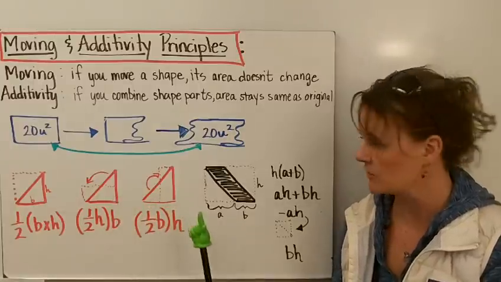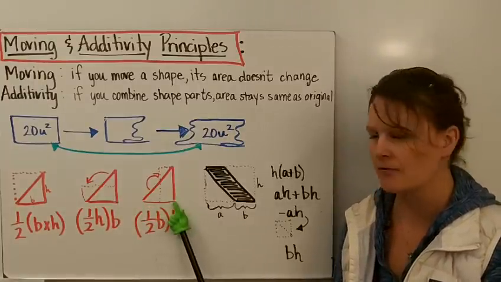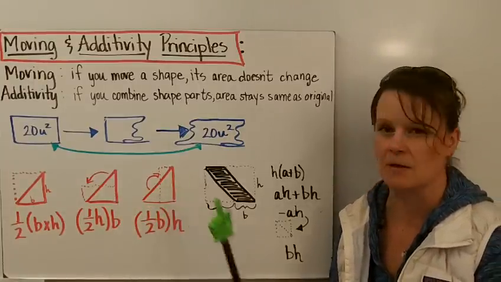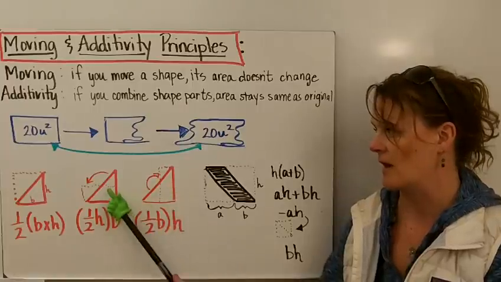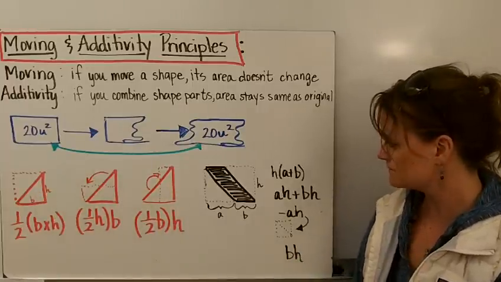We're going to do that one more time with the triangle. This time we're going to cut the base in half and multiply that by the height. So again, we end up with a rectangle with the same area as our original triangle.